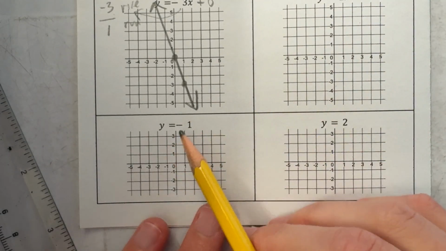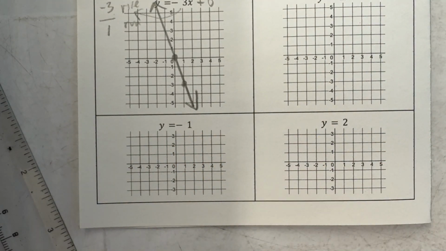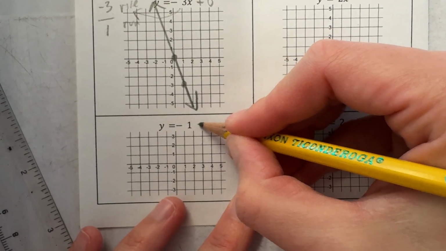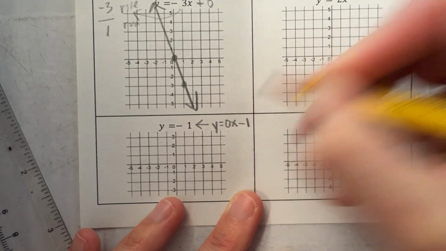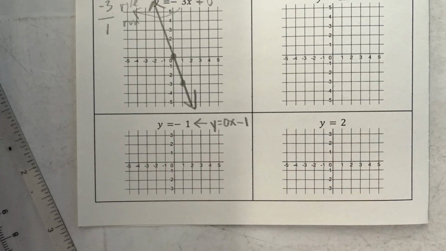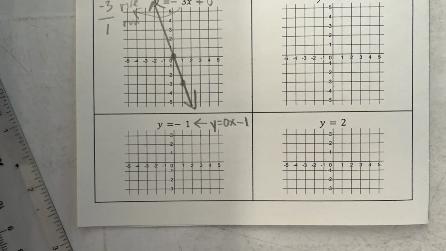Last one. This one, notice there's no x. Where did the x go? Here's where it went. This is y equals 0x minus 1. Right? The x is being multiplied by 0, therefore 0 times x just equals 0, and it's not written.